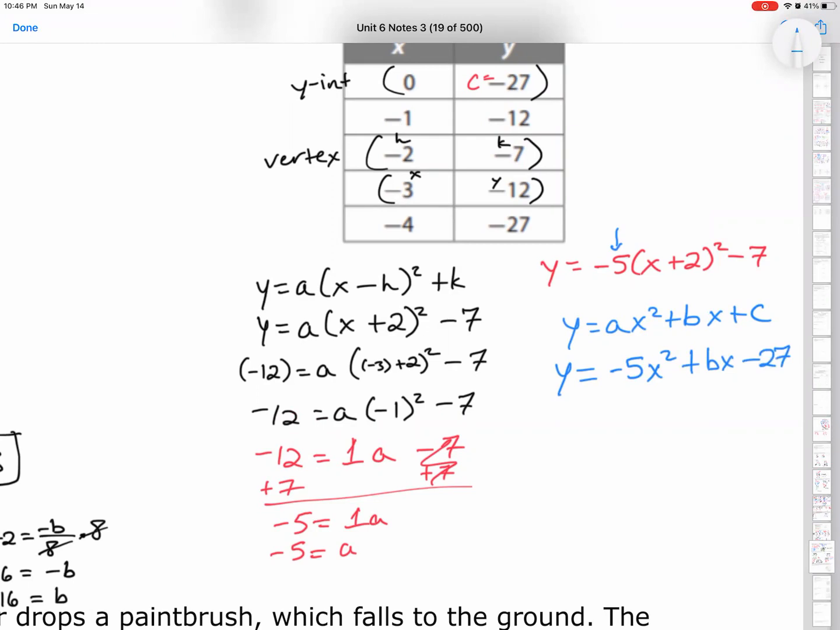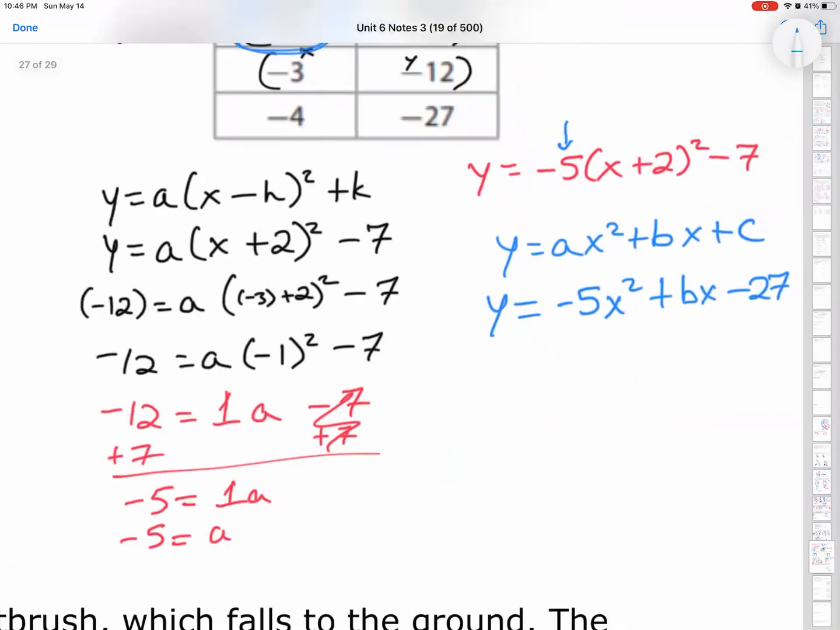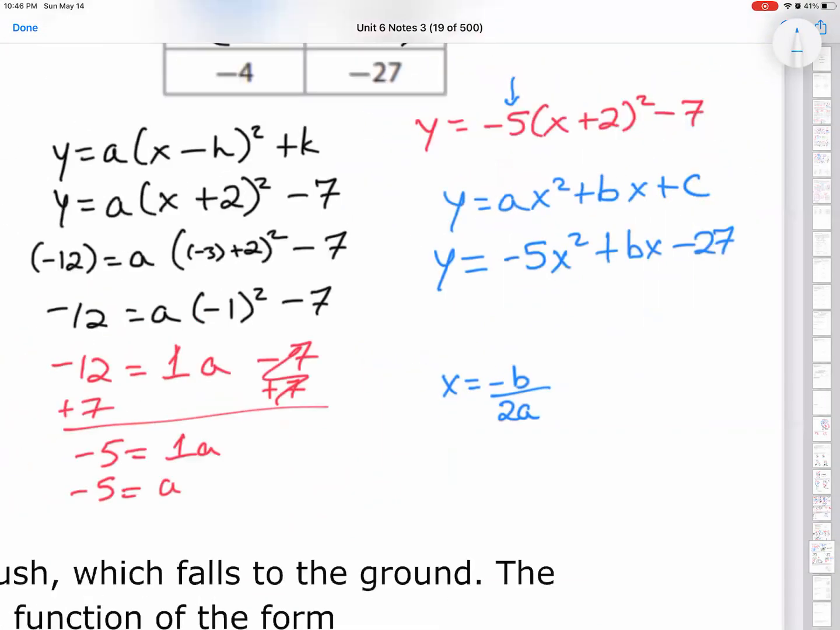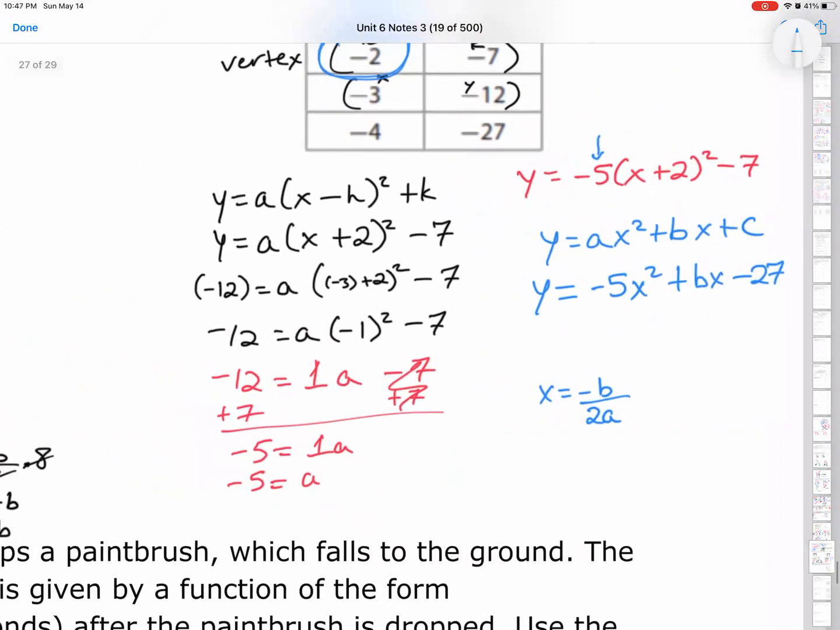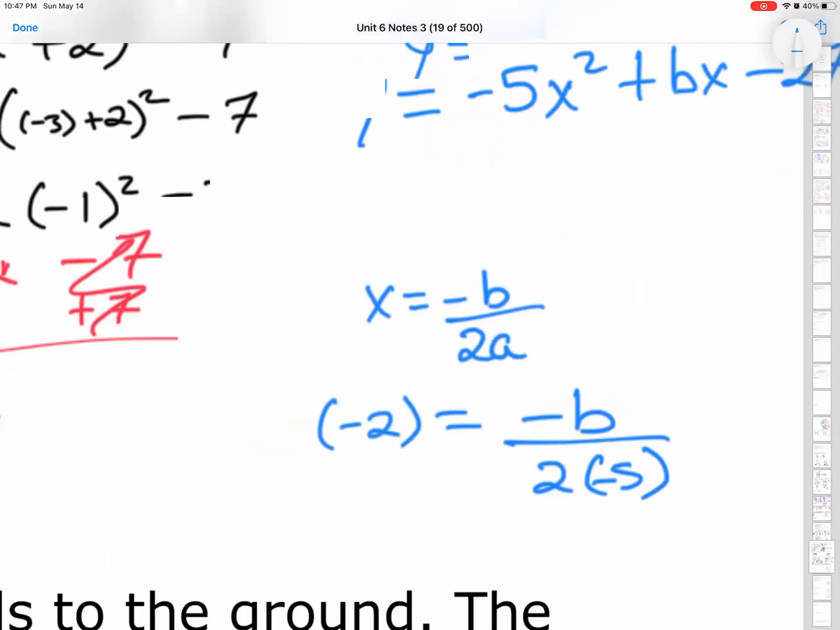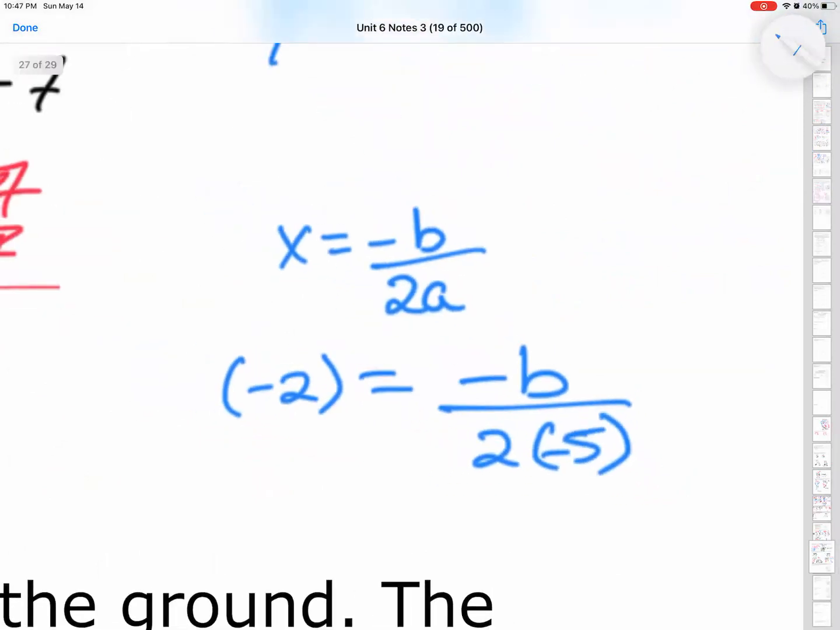And now really just our goal is to find the b value. And to do that, we're going to go ahead and use our vertex. Specifically, really just the x value is what you need. So recall x equals opposite of b over 2 times a. And our x value here is -2, equals the opposite of b over 2 times a, which is -5. Cleaning this up a little bit, we end up with -2 equals -b over -10.